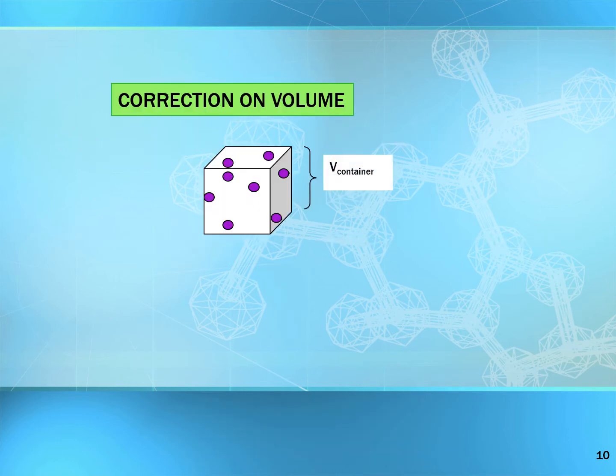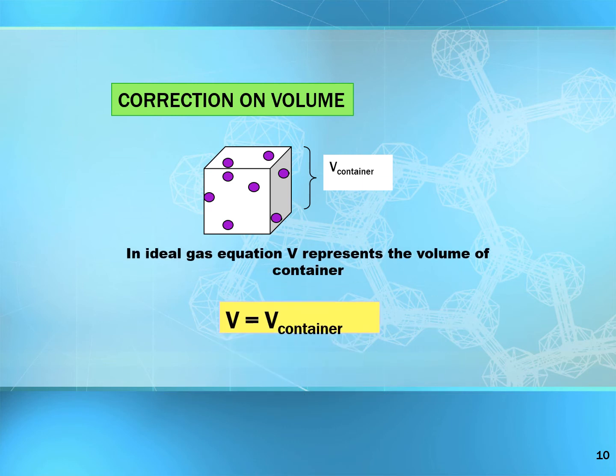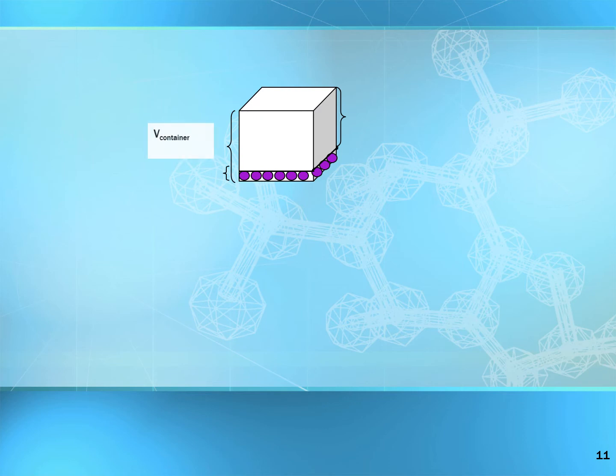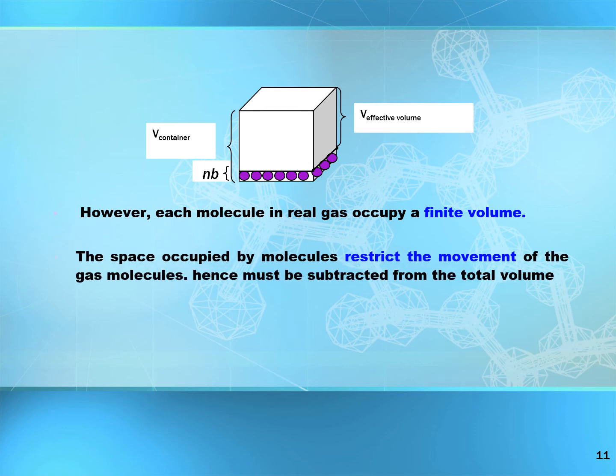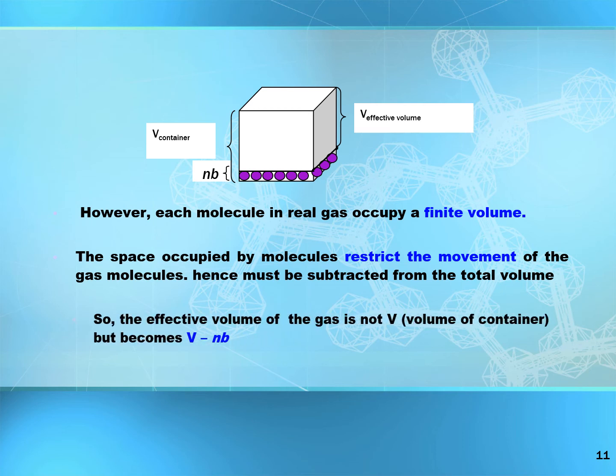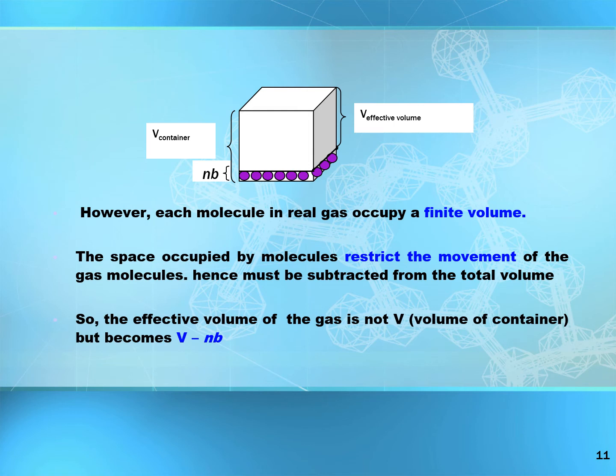Correction on volume. For the ideal gas, the volume of the gas is equal to the volume of the container. But for the real gas, the volume of the container is based on the effective volume, where each molecule in real gas occupies a finite volume. The space occupied by molecules restricts the movement of the gas molecules, hence must be subtracted from the total volume. So, the effective volume of the gas is not the volume of the container, but becomes volume minus nb.